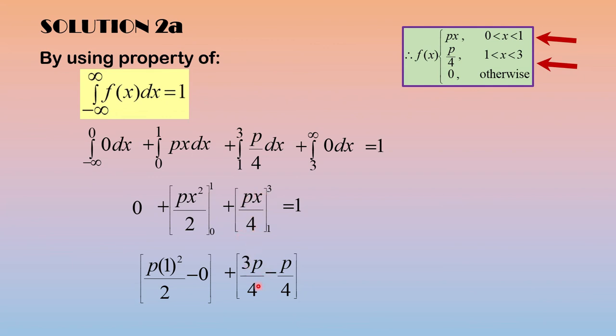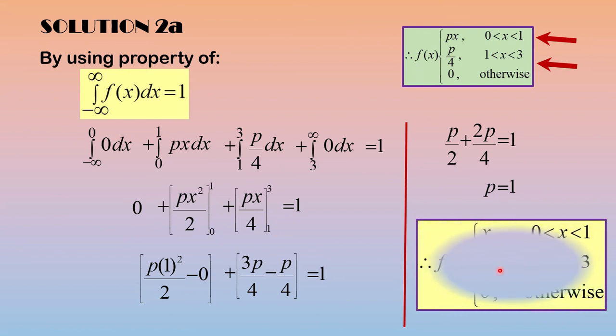We have 3p over 4 minus p over 4 after you substitute 1. Then it equals 1. Then you simplify to get p equals 1. After you get the value of p equals 1, we substitute it into the function fx, the pdf here. Then you will get fx equals x for x more than 0 and less than 1, 1 over 4 for x more than 1 and less than 3, and 0 otherwise. Okay, thank you.